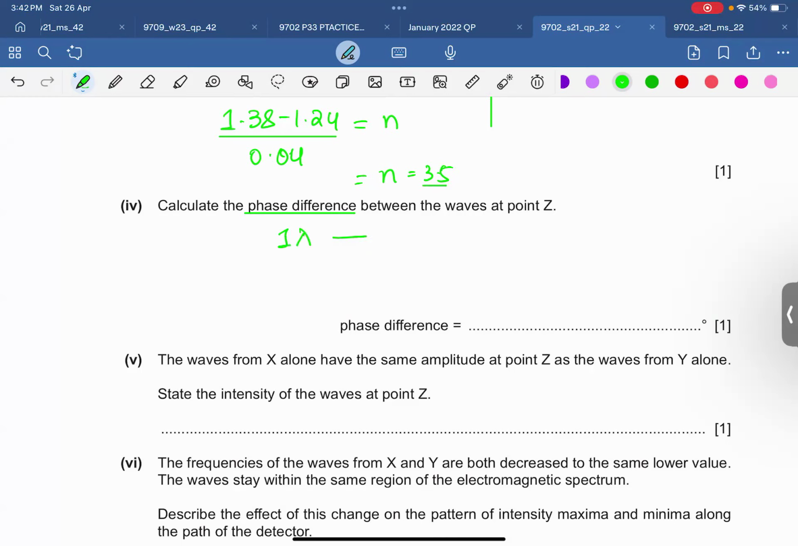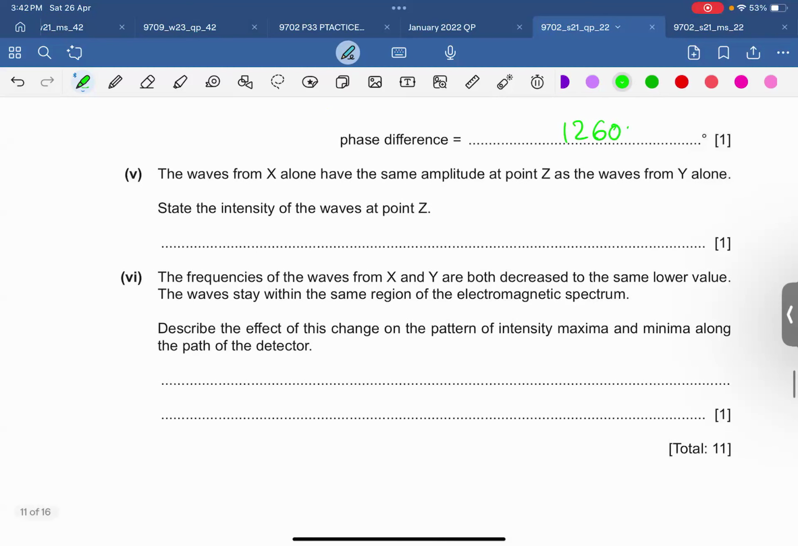One lambda produces the phase difference of 360 degrees. Okay, so if you have 3.5 lambdas, so that will produce how much? 1080 and 1160, I think. How much? Just multiply 3.5 with 360. 1260. 1260. Fine. Okay. आगे आ जाओ भाई.